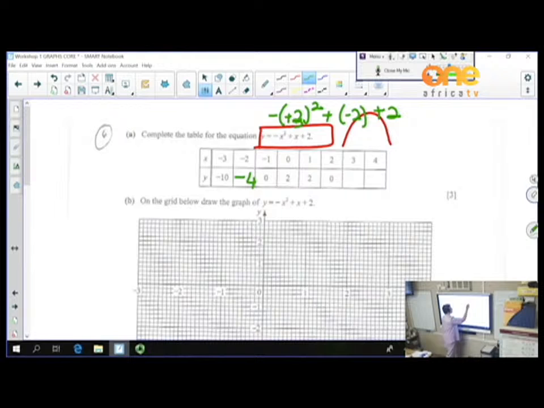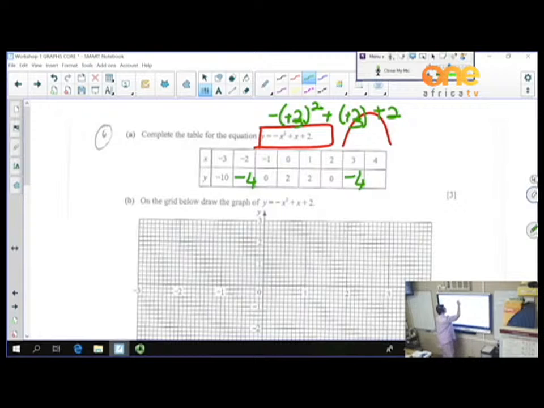So I change it to +3 there. Again, press your calculator. Negative bracket 3, close the bracket squared, plus bracket 3, close, plus 2. And what do you get? Yes, it's again -4. That's right.